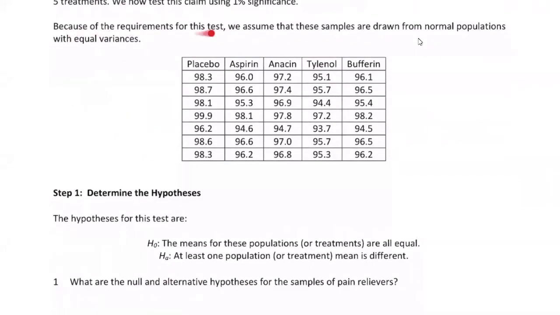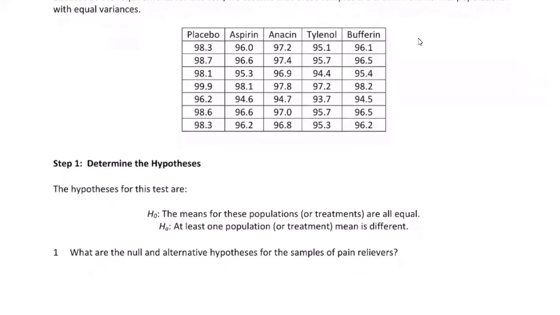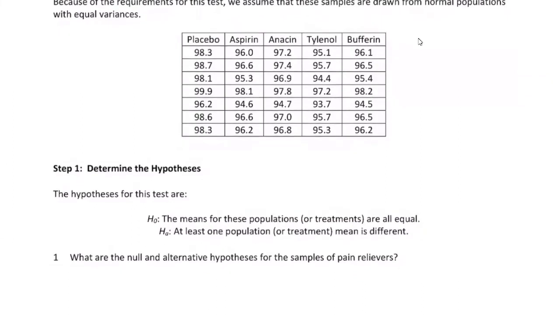Because of the requirements for the test, we assume the samples are drawn from normal populations, which is a little tough, with equal variances, also a little tough. This is called a robust test. When we refer to a test as robust, it means that the requirements aren't really that strict. So for the normality requirement, approximately normal is fine. Equal variances, that's probably not true, but the test tends to work out pretty well even if it's not true. So it's not real strict.